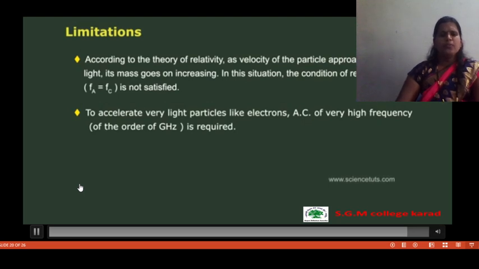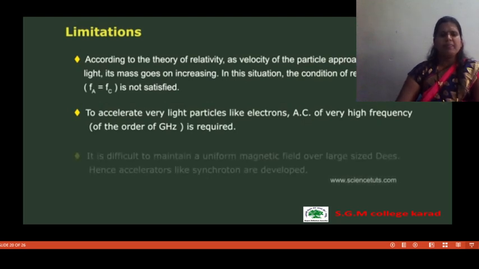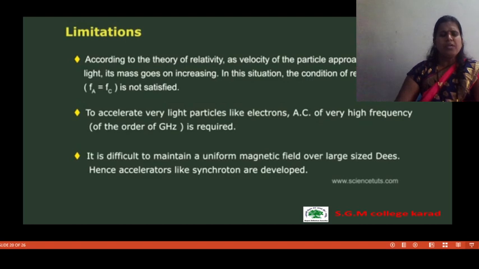It is also difficult to maintain a uniform magnetic field over a large-sized disk. Hence accelerators like the synchrotrons were developed. These are all the limitations of the cyclotron accelerator.